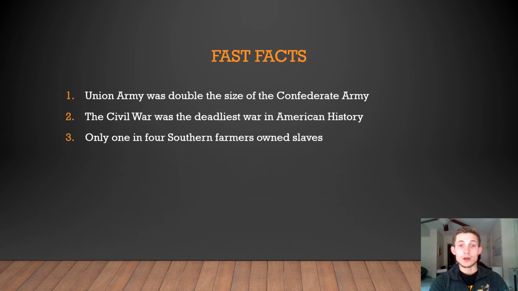Only 1 in 4 Southern farmers owned slaves. So I think that this is really interesting because the main reason that the war was fought was over slavery, was over the emancipation of slaves that the South didn't agree with. But only 1 in 4 of those Southern farmers owned slaves. So that shows that not every one of those Southern farmers was rich and owned a whole lot of slaves. And that's the main point here, is that a lot of the people in the South that owned slaves at the time were rich, and they owned a majority of the slaves.